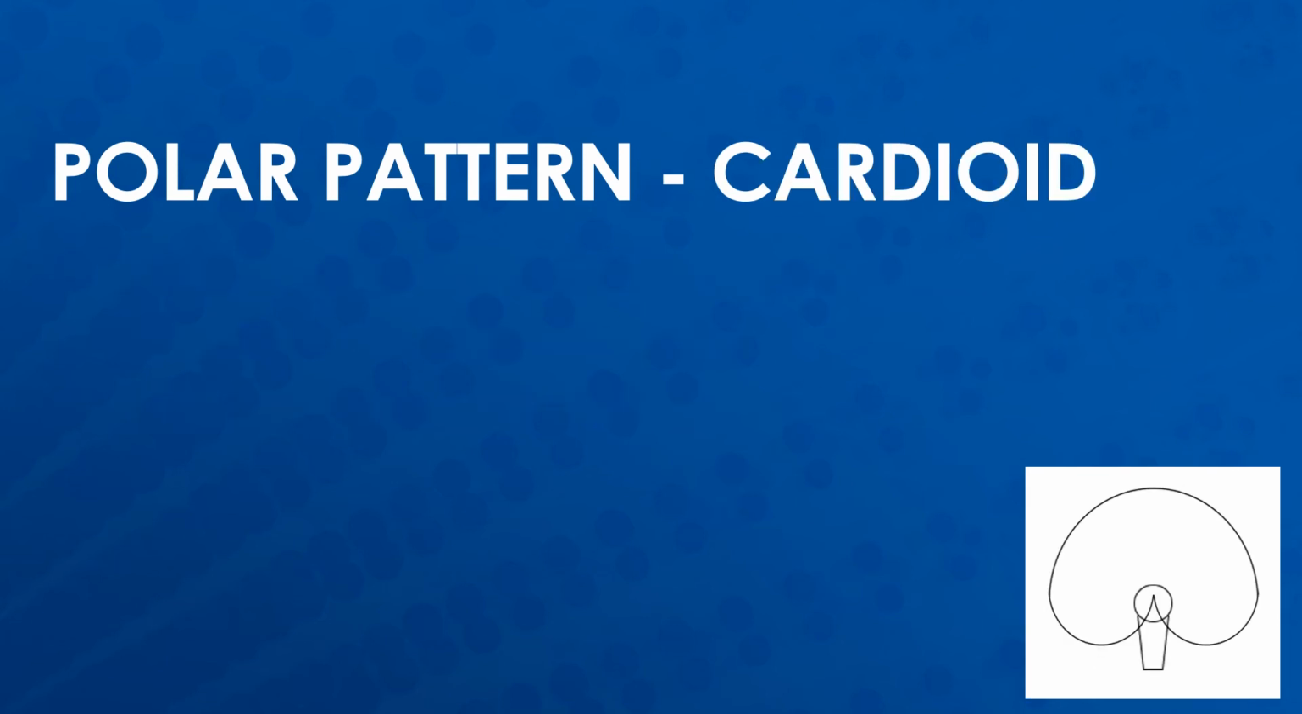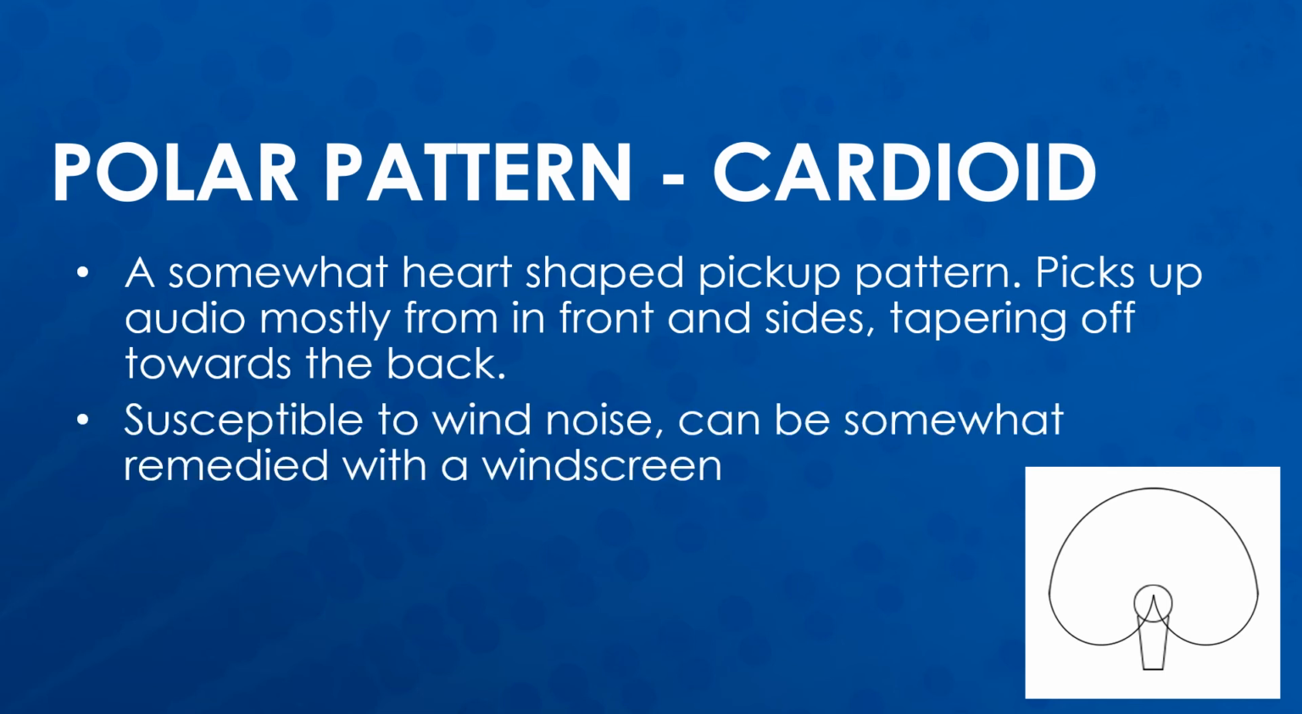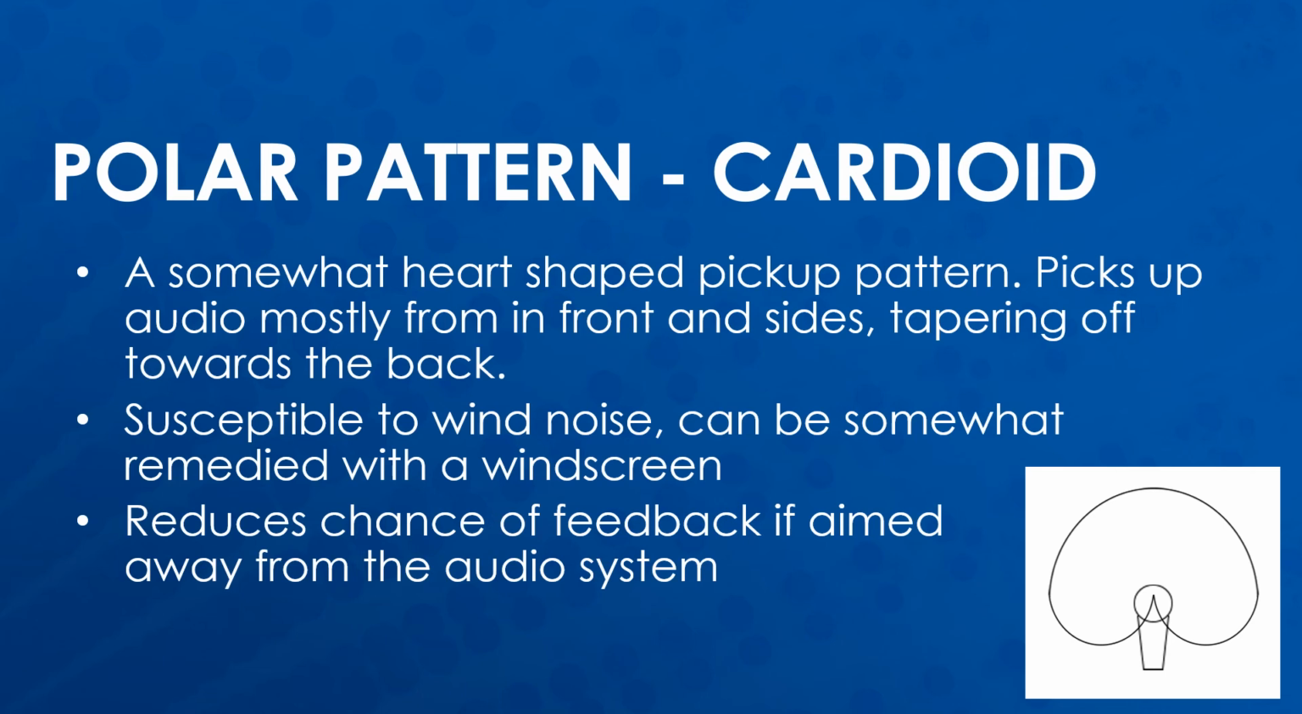The cardioid polar pattern is a somewhat heart-shaped pickup pattern. It picks up audio mostly from the front and sides of the microphone, tapering off more towards the back. A drawback to cardioid microphones is that they are more susceptible to wind noise. This can be somewhat remedied with a good windscreen. Cardioid microphones reduce the chance of feedback as long as they are aimed away from the audio system, since there is much less pickup in the back of the microphone.